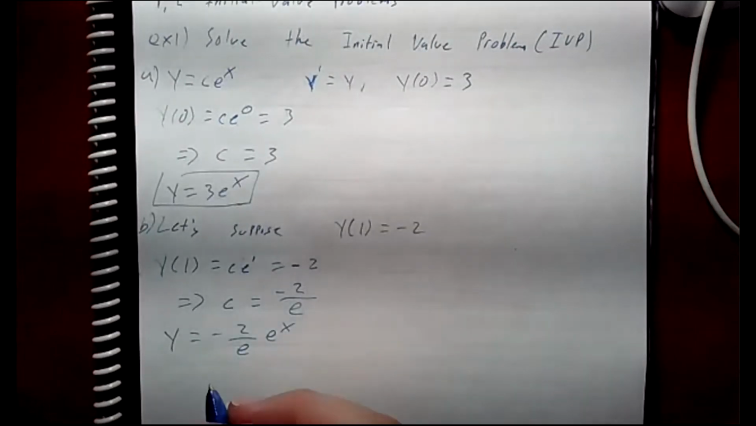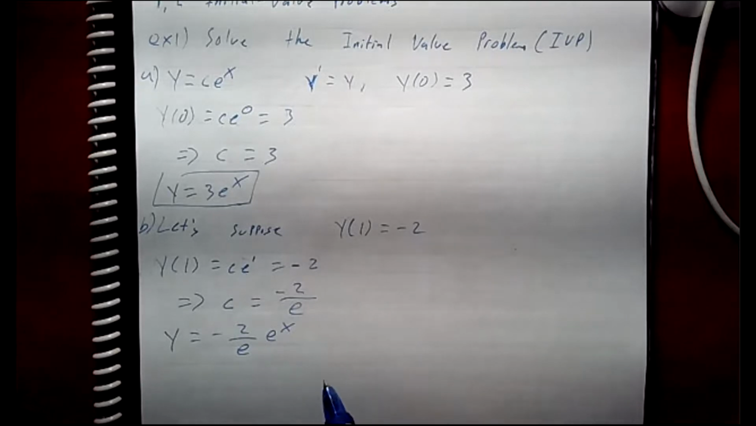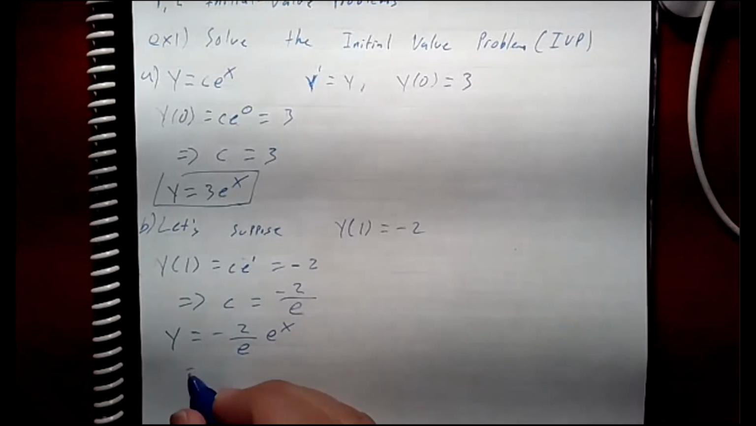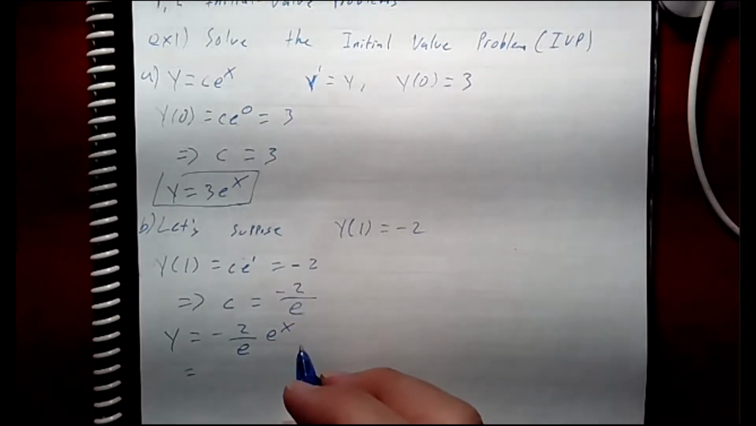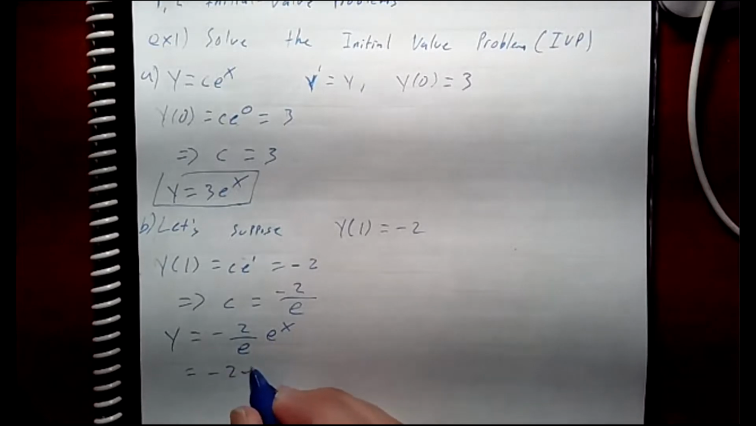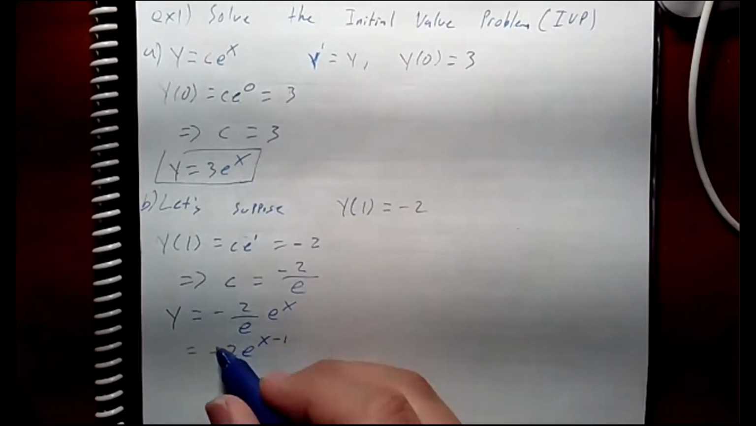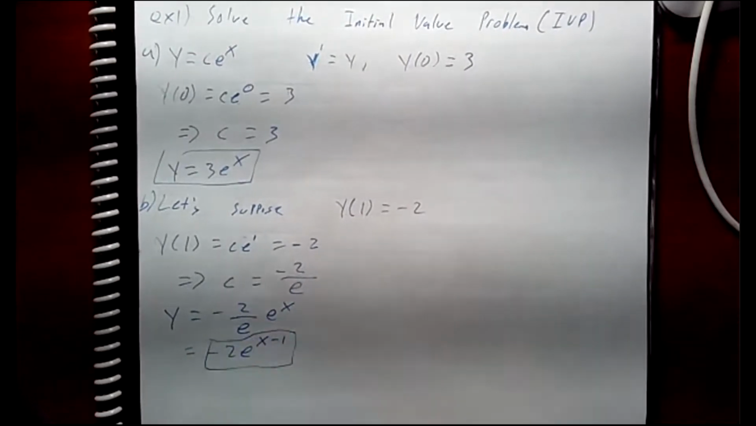Do you guys see a way to simplify this further? Would it be -2 e to the x minus 1? Yeah, that works. E to the x minus 1. That's as pretty as it's going to get. There's our nice back of the book answer, right?